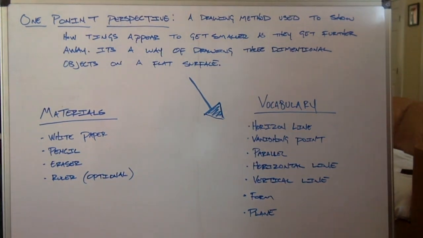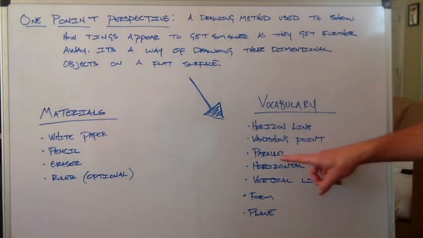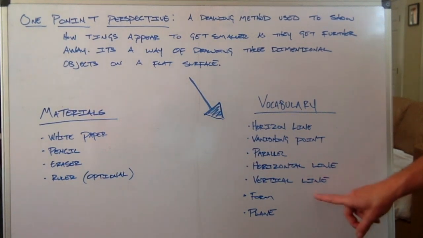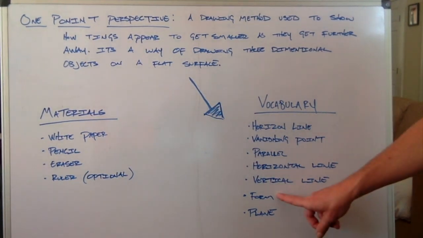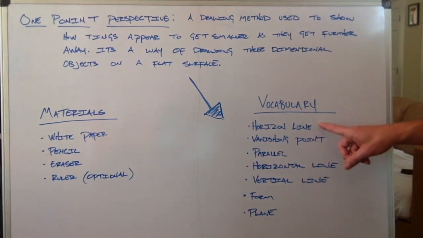Now, some of the vocabulary words that we'll want to be familiar with are horizon line, vanishing point, parallel, horizontal line, vertical line, form, and plane. Now, horizontal line and horizon line, though similar, are actually very different, and we'll be sure to focus on that when we get to our definitions.